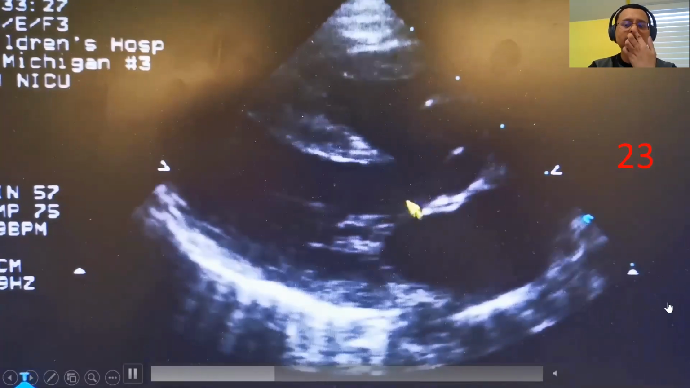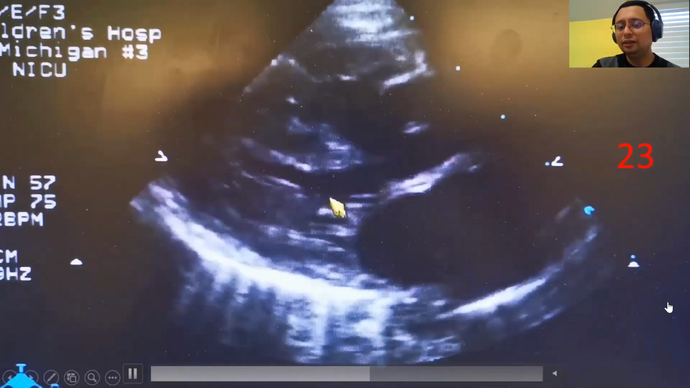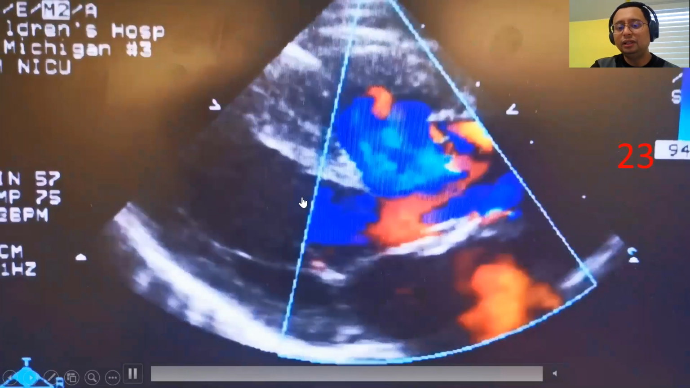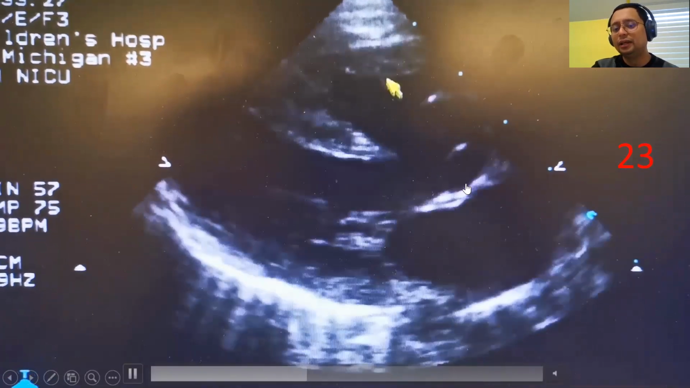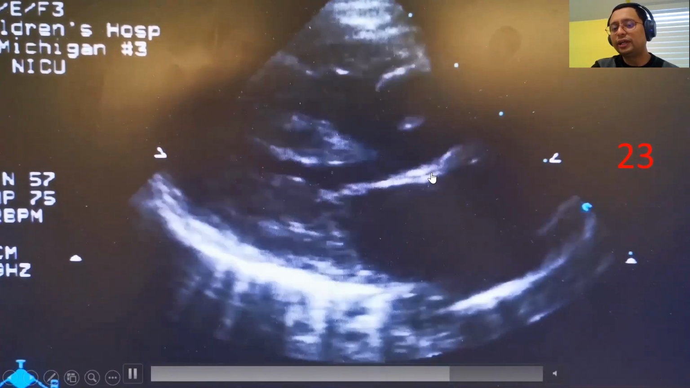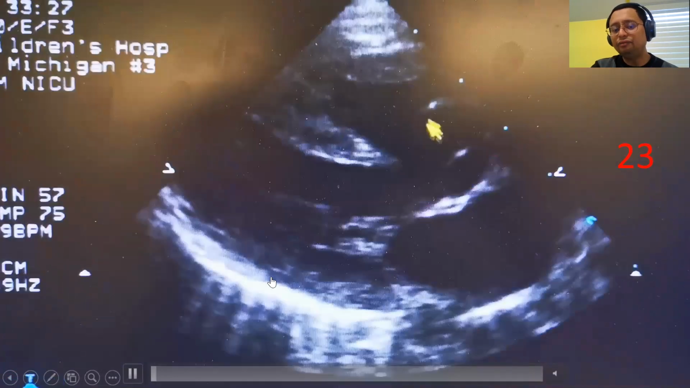Okay. Last 3 cases. So what about this one? Okay. This is left atrium. This is the left ventricle, this is aorta. So I just give you a bonus case. This is interesting. You can see that the aorta is overriding the right ventricle and left ventricle.